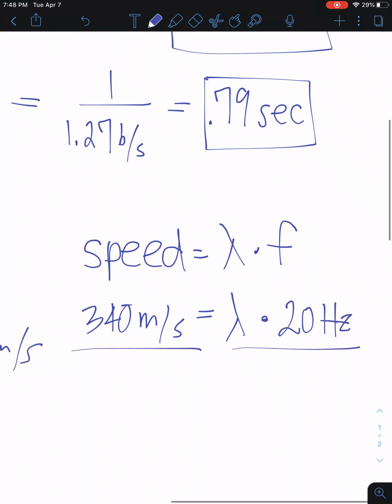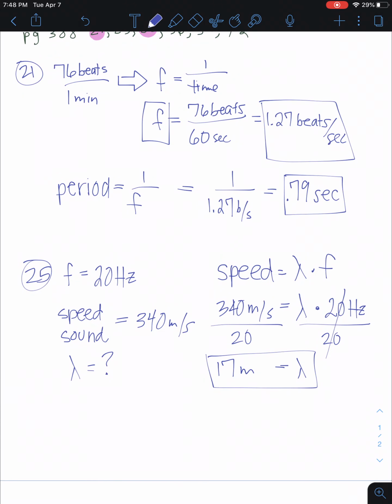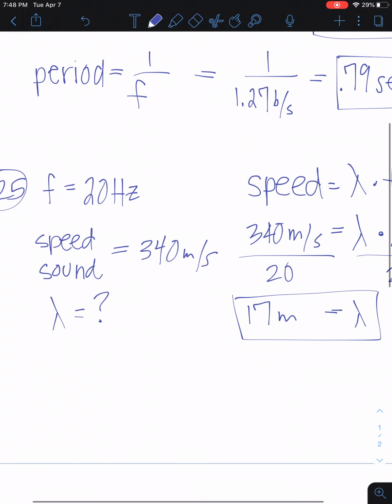And then in order to solve for lambda, we'll divide both sides by 20. 340 divided by 20 is 17, right? 340 divided by 20, 17. Okay. Lambda is equal to 17 meters. All right. So 17 meters long. Decent length. Probably like double our classroom, I suppose.